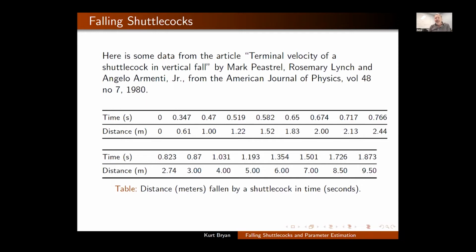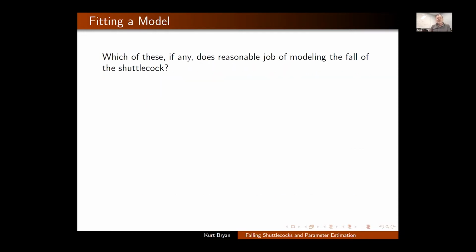Well, the models themselves come with certain unspecified coefficients in them that are going to depend on things like the shape of the shuttlecock, the density of air, that sort of thing. We need to figure out, first of all, what parameters should we use in each of those 5 models that will yield a solution to the differential equation, the motion of the shuttlecock, that best fits the given data.